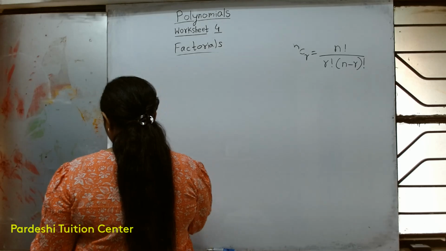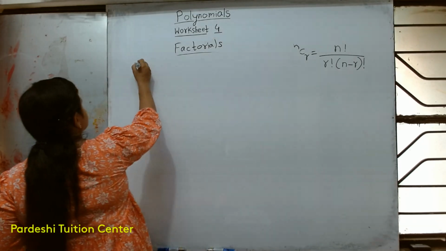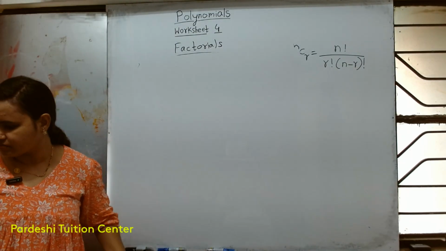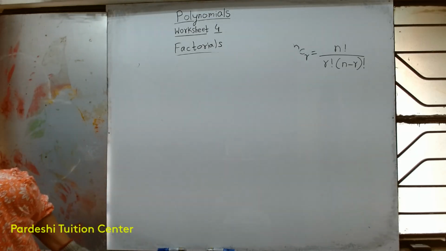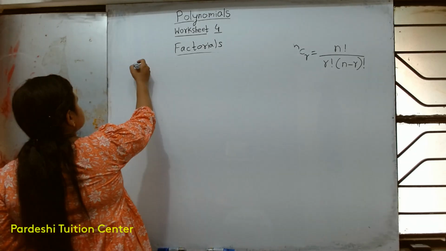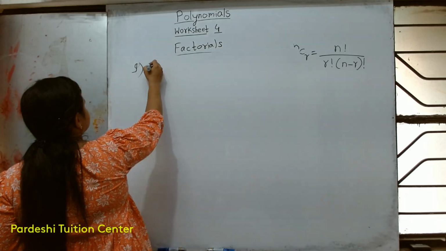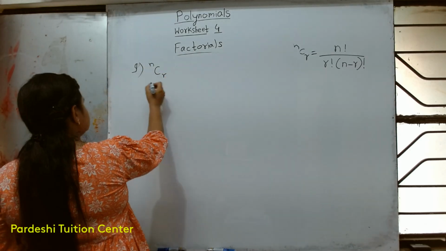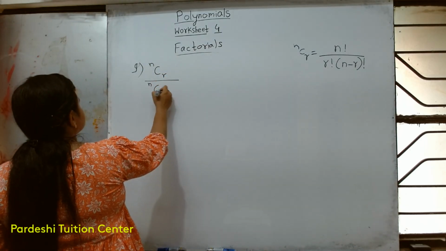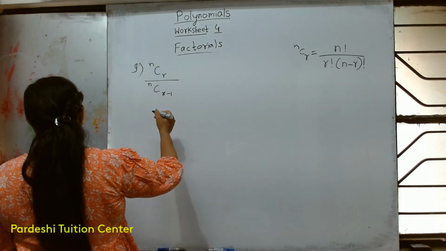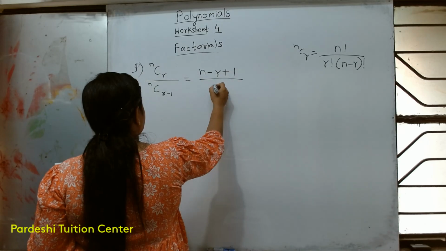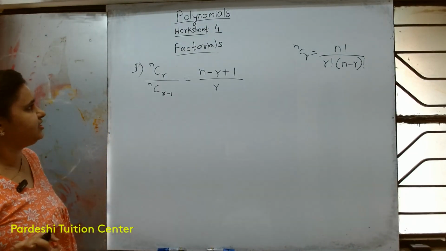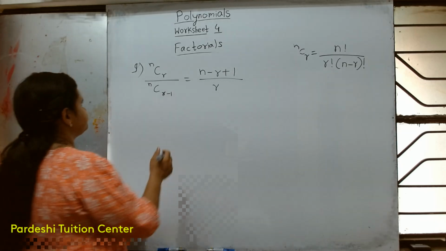Now our ninth formula for combination is nCr upon nC(r minus 1). It equals n minus r plus 1 upon r. You can again check the values by putting in values of n and r.